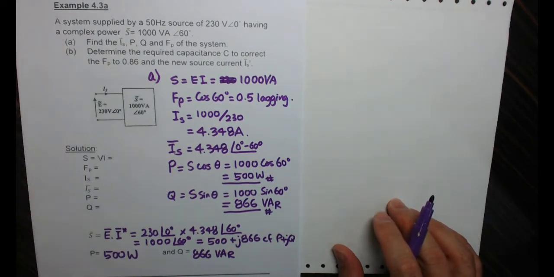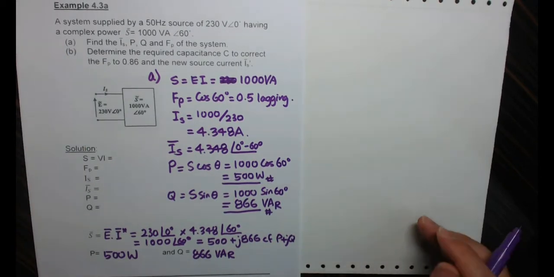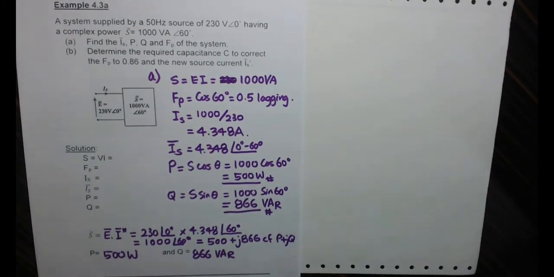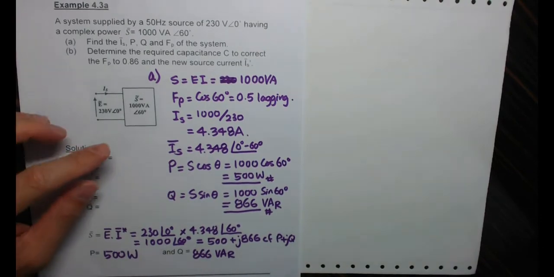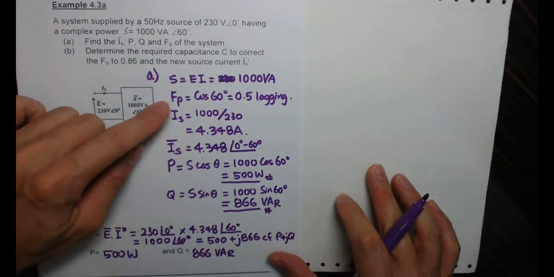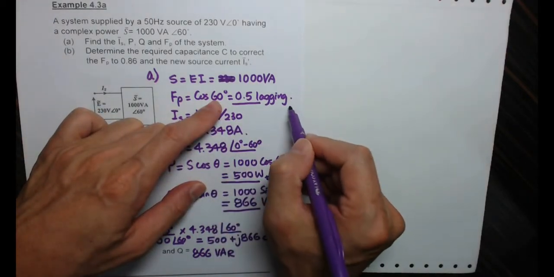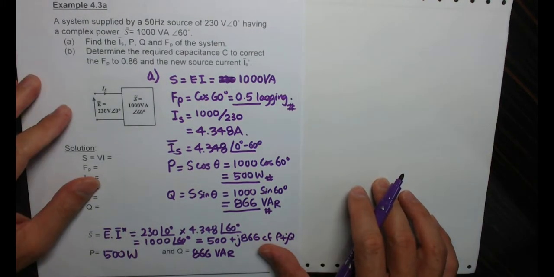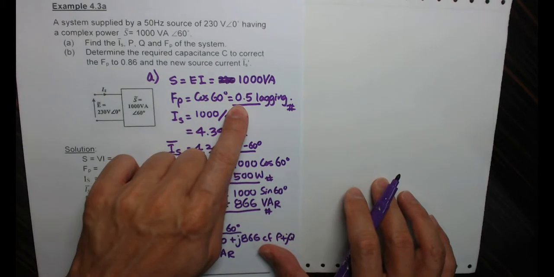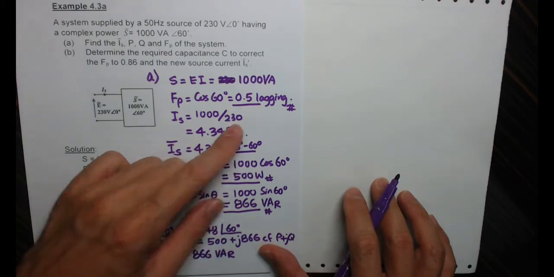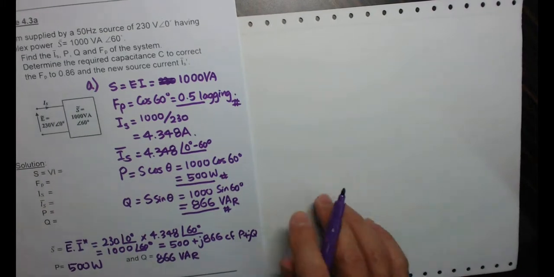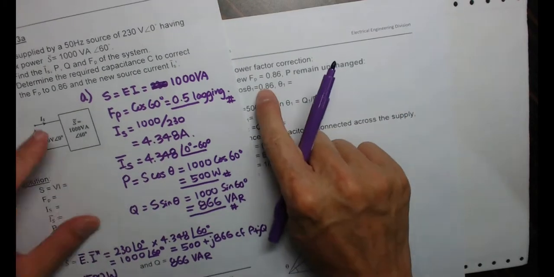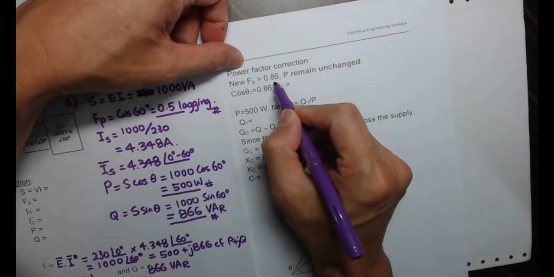Okay, now part B, we have to look at how to improve the power factor. Currently the power factor is 0.5 lagging, meaning it's inductive. So how do we improve this power factor to 0.86? If we were to look at power factor correction, the new power factor that we want is 0.86.